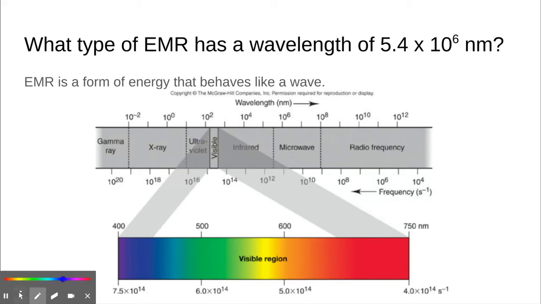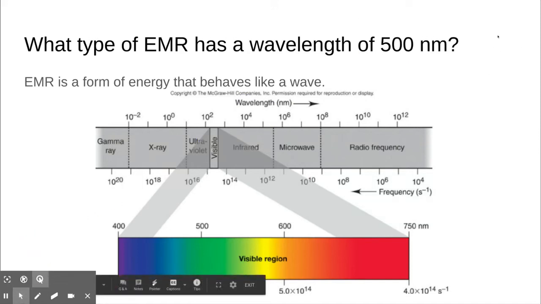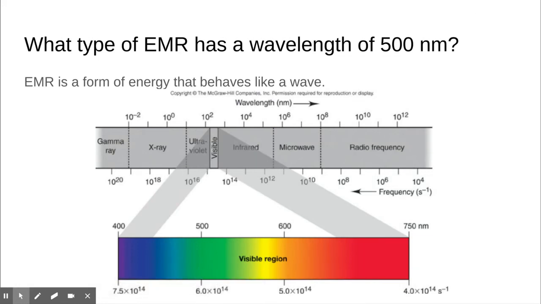Let's try another one. What type of EMR has a wavelength of 500 nanometers? Again, I'll give you a short time to process it and figure it out on your own.